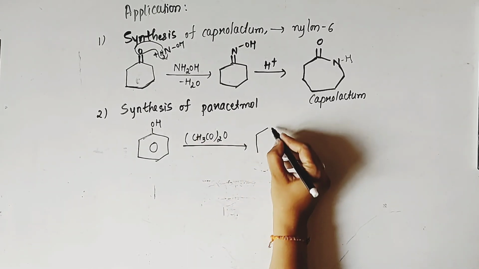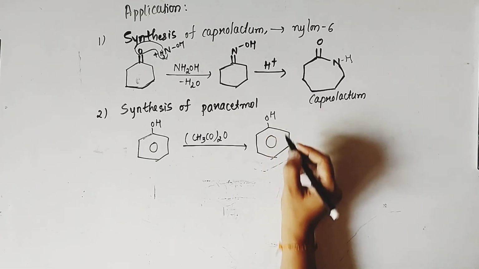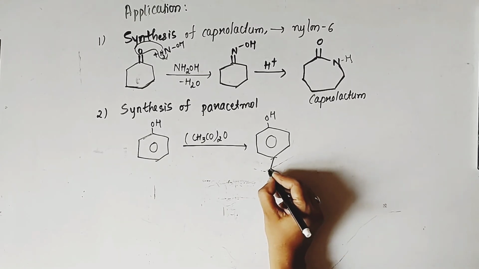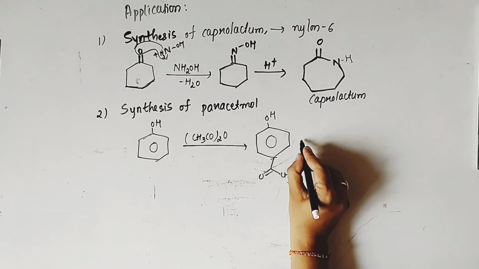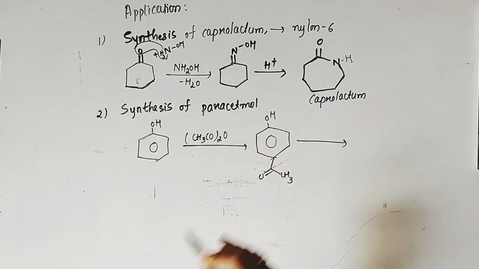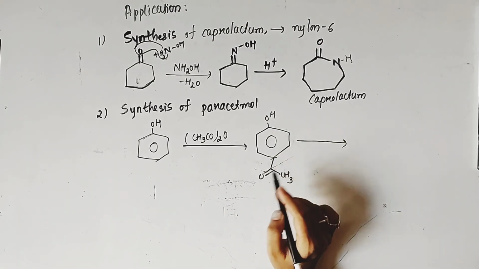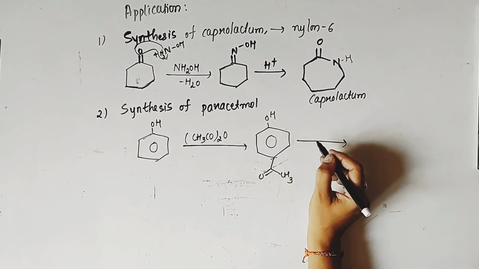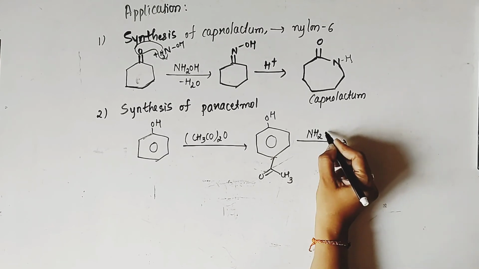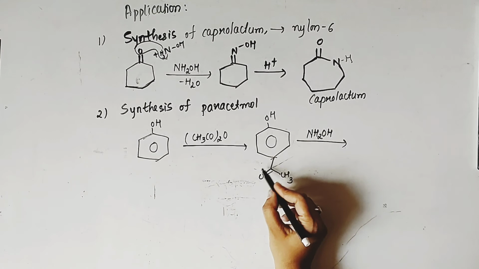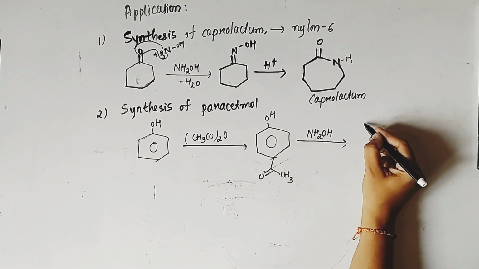Now it will convert into a ketone, or we can say para-hydroxy acetophenone. Now this intermediate compound is made to react with hydroxylamine, that is NH2OH. Now this ketonic group is replaced and it will form the ketoxime.